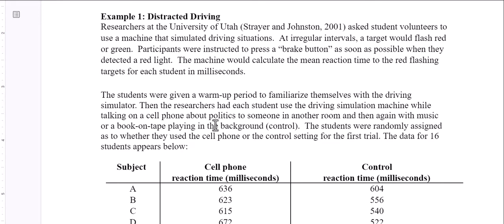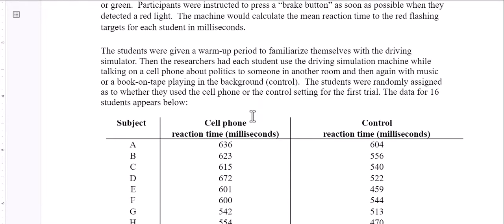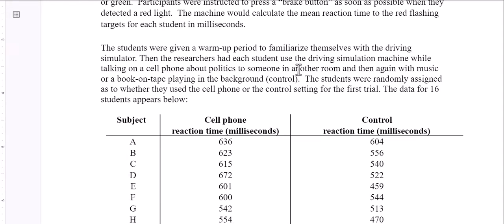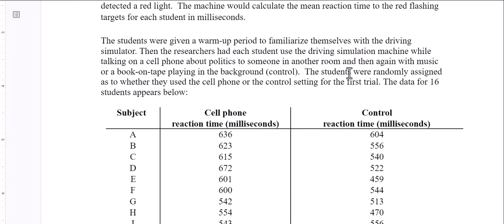So students were given a warm-up period to familiarize themselves with the driving simulator, and then the researchers had each student use the driving simulation machine while talking on a cell phone about something, and then again do the driving simulation while just listening to music or listening to an audiobook. So that will be the control group.